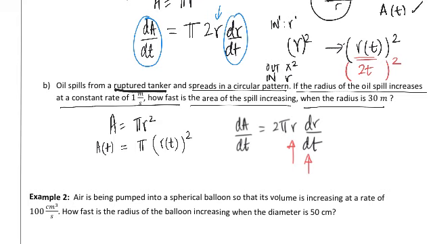If the dr/dt were higher, I mean, they gave it to us here as 1 meter per second, but obviously if it was 10 meters per second, then the area would be growing faster as well. Okay, so in this question, they just asked us how fast the area is changing when the radius is 30 meters.